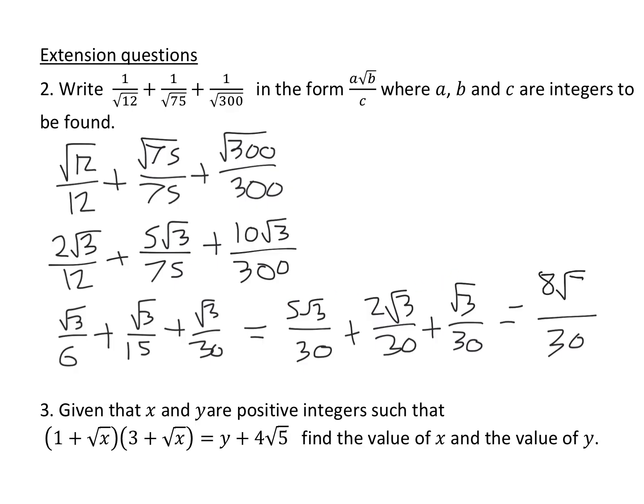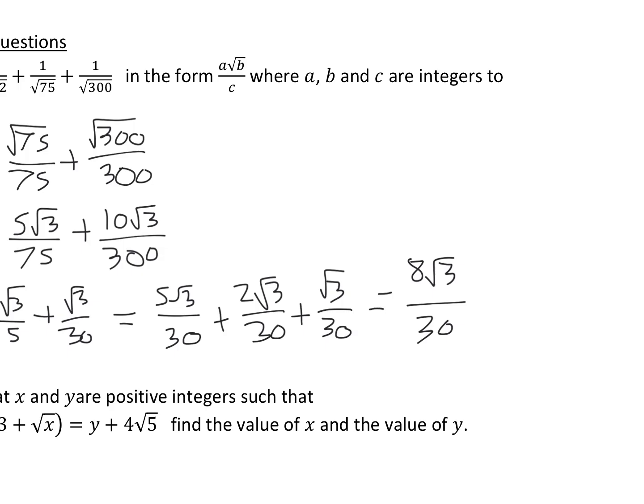I thought I was finished. But actually now we can see 8 and 30 can also be simplified, common factor of 2. So divide through by 2, top and bottom. 4 root 3 over 15. So just to check, that is the same format where A is 4, B is 3, and C is 15.